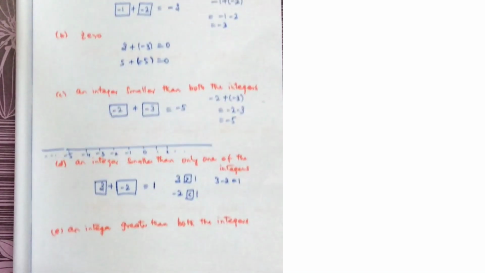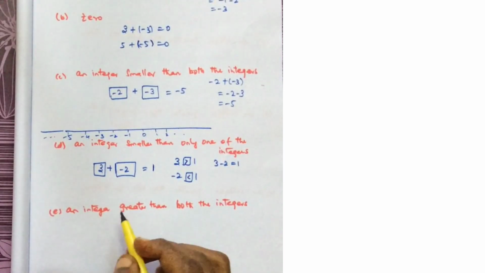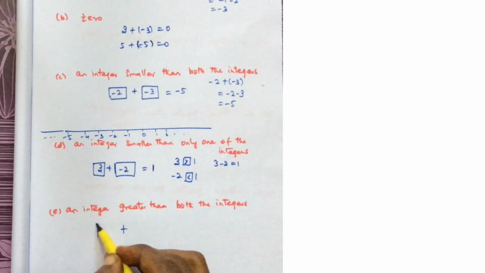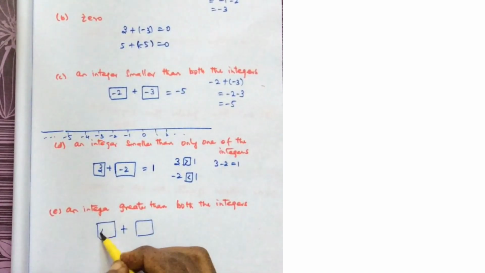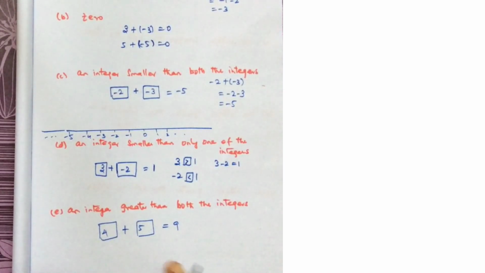Okay, the next is an integer greater than both the integers. It's just addition. The sum gives 4, 5, 9. Okay, we can try many examples.